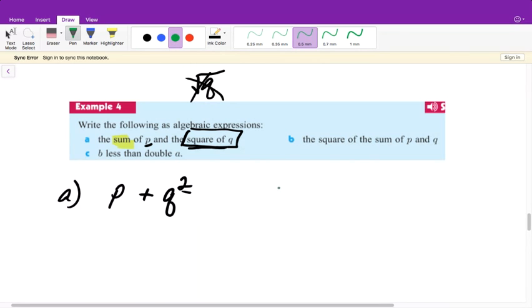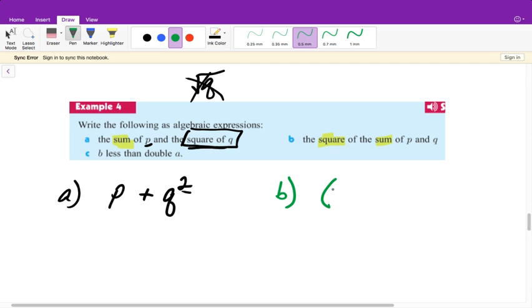All right, now for B, same thing. We want to identify any key term. What operation is being performed? It says the square, so that's one of them. So the square of the sum of P and Q. The difference here is that the first one says the sum of P and the square of Q. This says the square of the sum of P and Q.